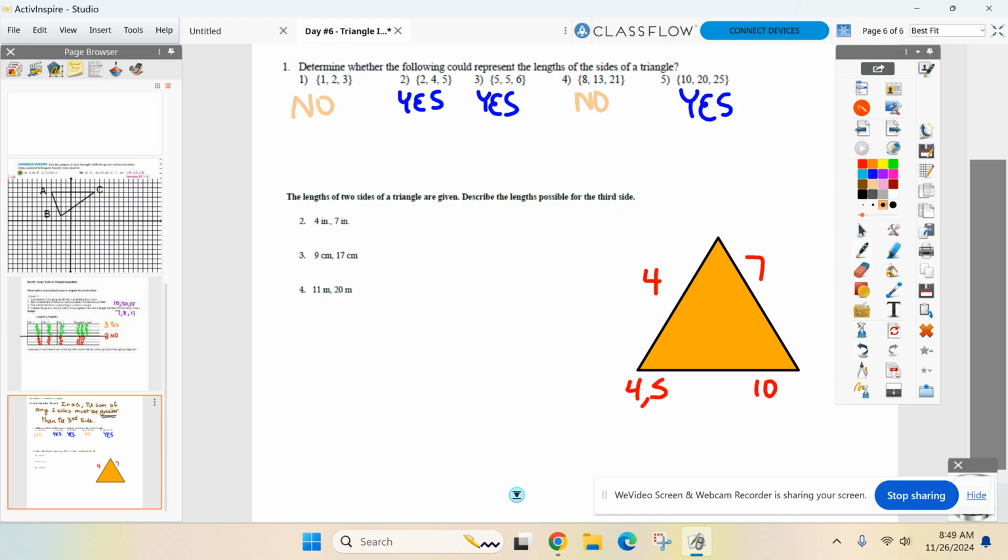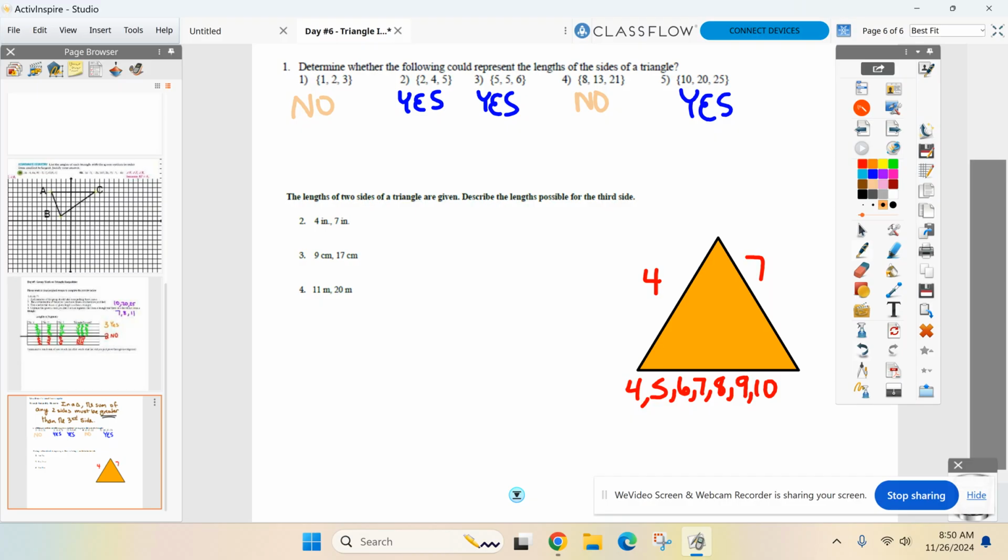Okay, now we're starting to roll a little bit. Good. 6, 7, 8, 9. How about 11? I got 10 here. Will 11 work? No, because 4 plus 7 is 11. It's got to be greater. All right, so nothing bigger than 10 here.